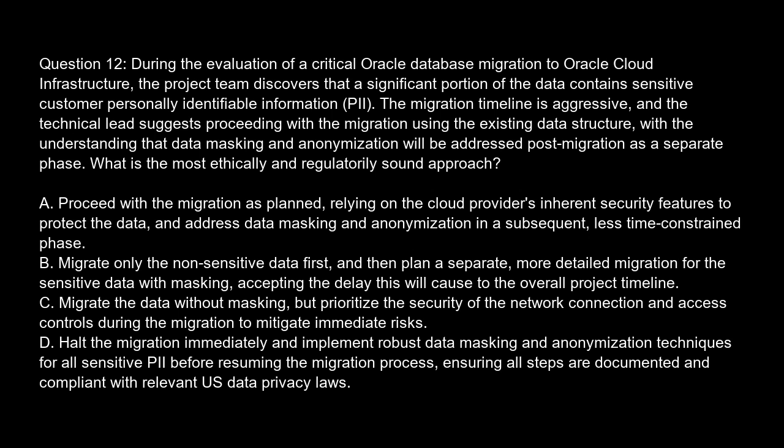Option A. Proceed with the migration as planned, relying on the cloud provider's inherent security features to protect the data, and address data masking and anonymization in a subsequent, less time-constrained phase. Option B. Migrate only the non-sensitive data first, and then plan a separate, more detailed migration for the sensitive data with masking, accepting the delay this will cause to the overall project timeline. Option C. Migrate the data without masking, but prioritize the security of the network connection and access controls during the migration to mitigate immediate risks.